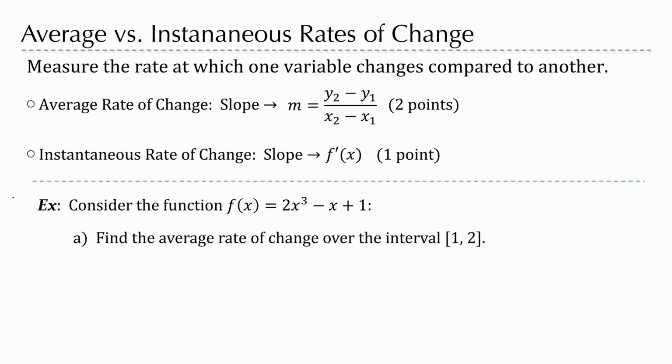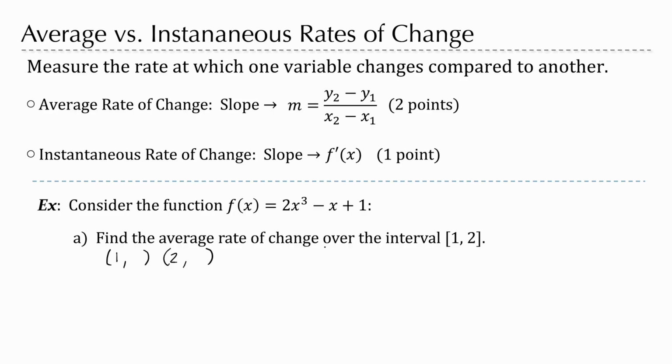Okay, so let's try both of these out using the same function. So we'll have 2x cubed minus x plus 1, and we'll begin by looking for the average rate of change over the interval 1 to 2. Now remember, this is interval notation, so if you prefer to see it as a starting ordered pair and an ending ordered pair, the first step is to find those y values.